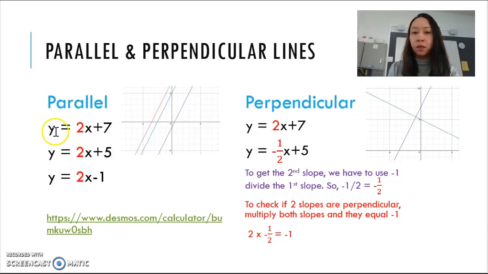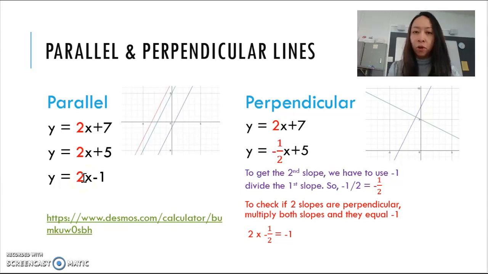Okay, for example, if I have three line equations, the first one is y = 2x + 7. The second one is y = 2x + 5. And the third one is y = 2x - 1. What can you see that is the same for these three equations? You can see that it's the 2 that is the same.